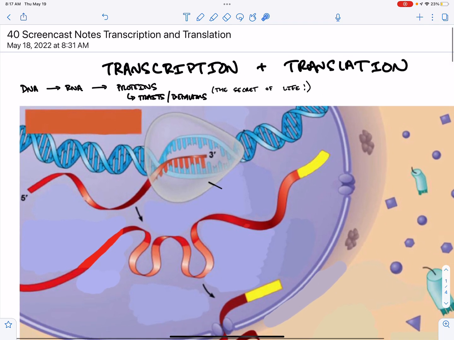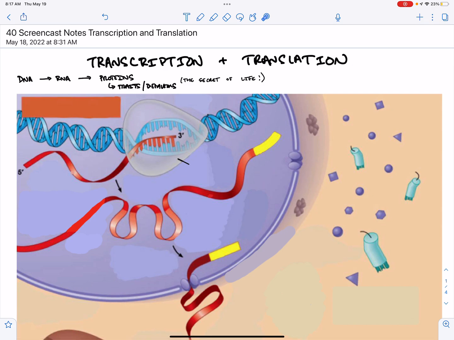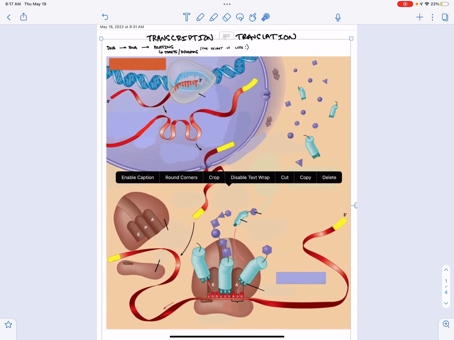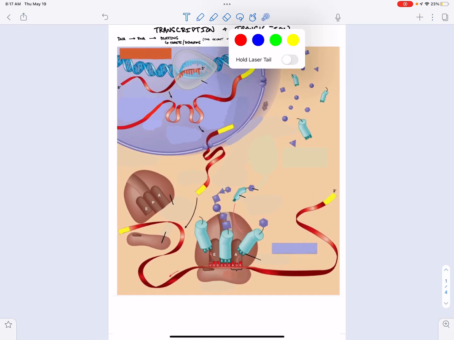And we're about to embark on a unit in genetics where we talk about how DNA is inherited and then manifested as traits and behaviors. And so I think it's important to spend a little bit more time talking more explicitly about what's happening in transcription and translation, because really this is the secret of life.